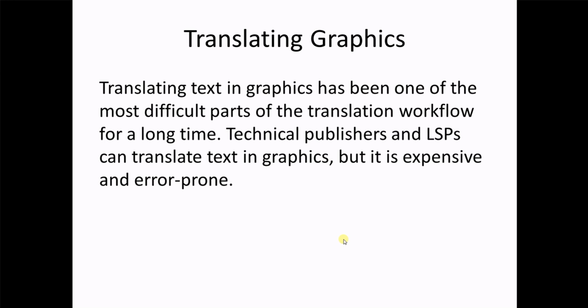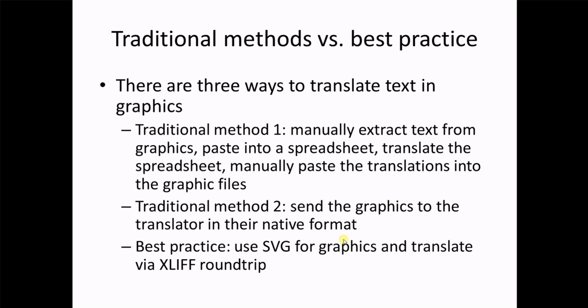Technical publishers and localization service providers can translate the text and graphics, but it's expensive and error-prone, historically. There are traditional methods versus what's emerging as the new best practice. So that means there are three different ways that I know of, that I've experienced. Traditional method one is to manually extract the text from the graphic, paste it into a spreadsheet, translate the spreadsheet, and then manually copy and paste the translations back into the graphic file.